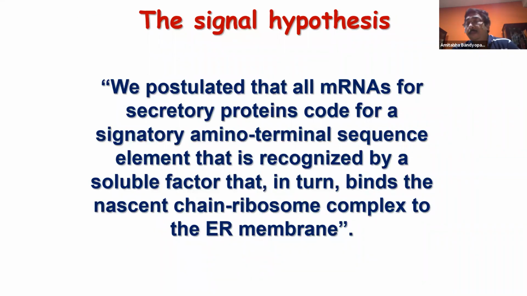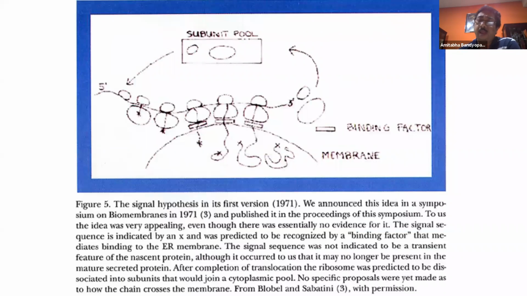So then came the famous signal hypothesis, that you all know about. I am reading from Blobel's own writing. We postulated that all mRNAs for secretory proteins code for a signatory amino terminal sequence element that is recognized by a soluble factor that in turn binds the nascent chain ribosome complex to the ER membrane. And then he actually drew a diagram in 1971. You can see that this is a hand-drawn diagram.